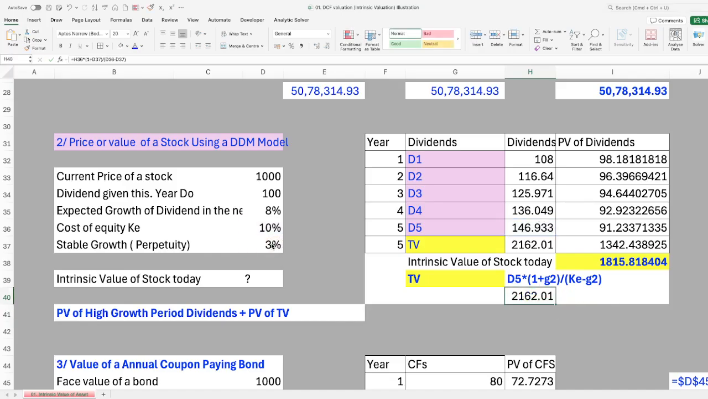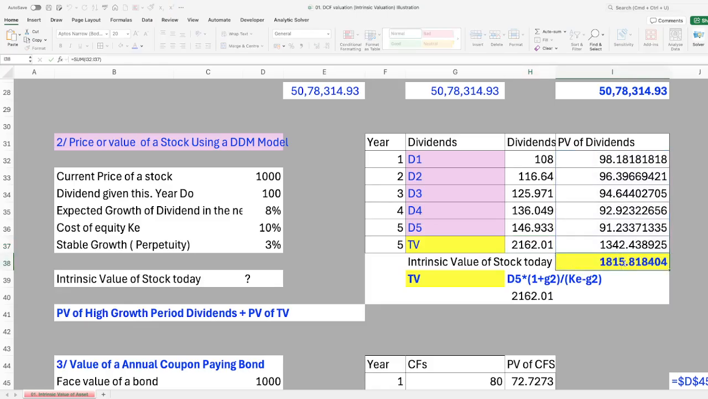So that means your terminal value comes as 2162. Again, you have to discount that for 5 years at the same cost of equity. And this is very important. We should not use 6 years, because the terminal value is at the end of period 5, at the beginning of period 6.